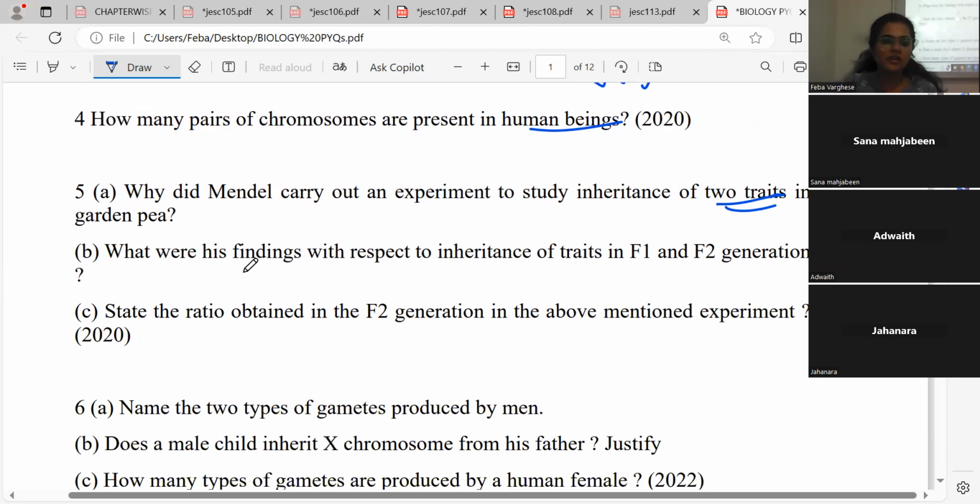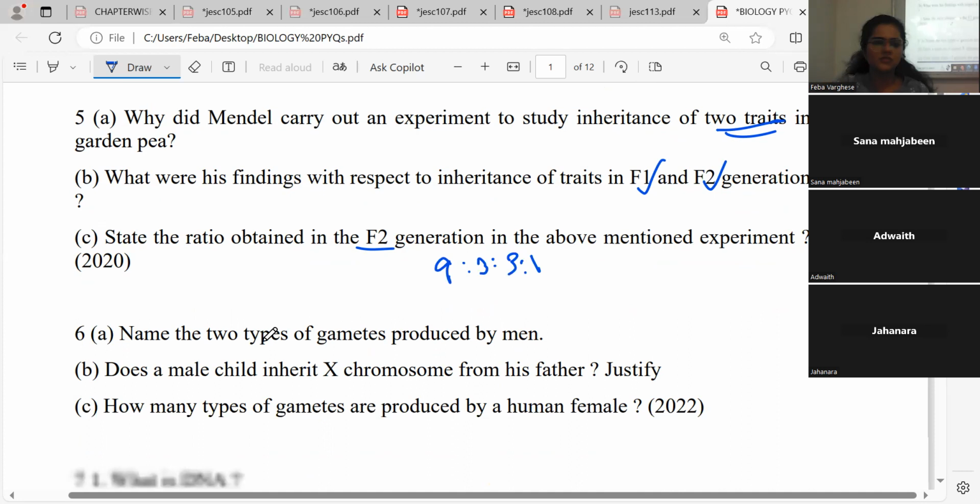Now B. What are his findings with respect to the inheritance of traits in F1 and F2 generation? In F1 generation, dominant traits are getting expressed, right? Only the dominant traits are expressed, but in F2 generation, 2 new combinations of characters are also obtained in the dihybrid ratio. You can use an example to convey the things. Now, say the ratio obtained in the F2 generation in the above mentioned experiment. What's the ratio in the dihybrid cross? 9:3:3:1.